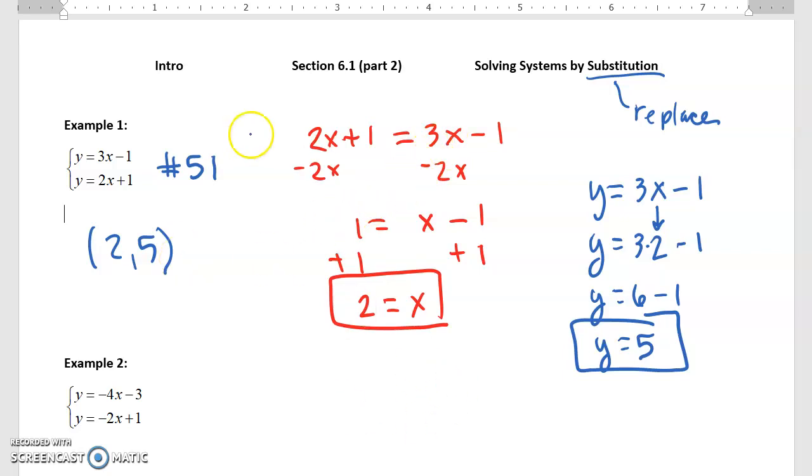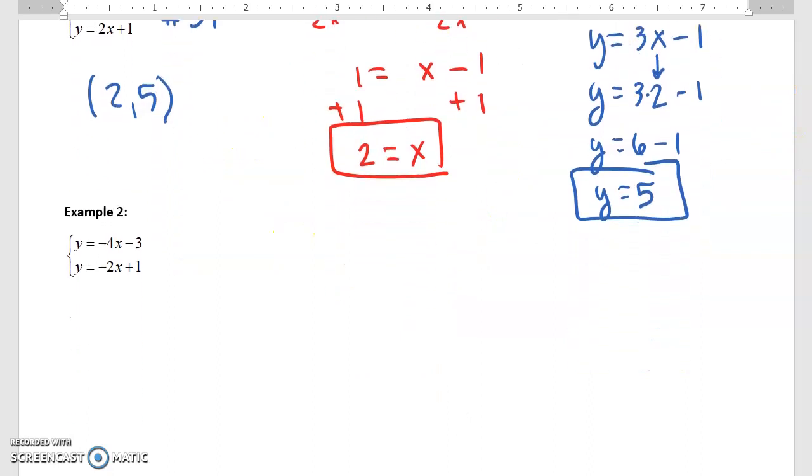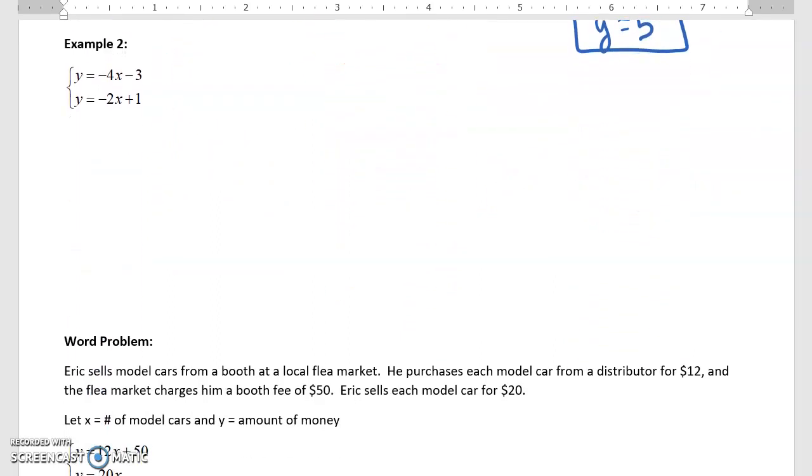So I want to do one more example, and then I'm going to show you a quick word problem that we've already done as well. So our second example, we're going to look at y equals negative 4x minus 3 and y equals negative 2x plus 1. Both of these equations, again, are in slope-intercept form, so they're set equal to y. Again, we're going to look at other equations soon where this is not the case, but for now, this is going to be the start of this process for us.